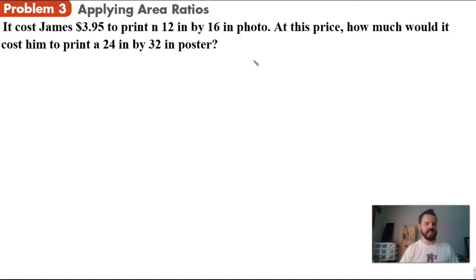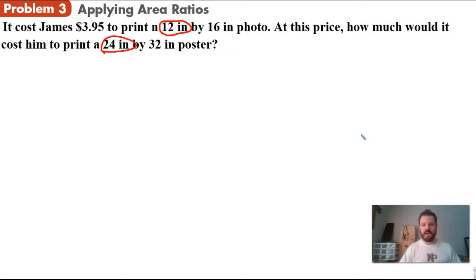Okay, it says it costs James $3.95 to print a 12-inch by 16-inch photo. At this price, how much would it cost him to print a 24-inch by 32-inch poster? Okay, how much would it cost us to make a similar figure blown up? Okay, here's what I can do for this. I only need one dimension from each of these photo sizes. So I'm going to take the smaller dimension. You could use the larger dimension as well.